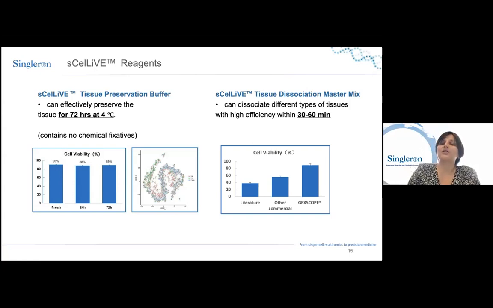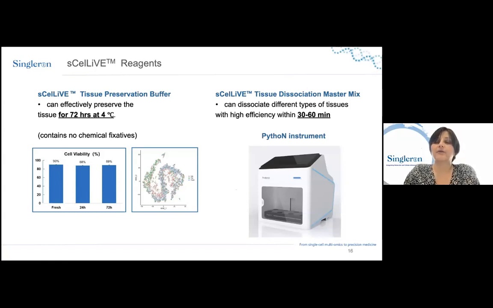Now, for the dissociation itself, you don't need any specialized equipment, but for those customers who prefer to have some level of automation, we offer Python instrument, which merges together a heating block and a grinding movements of a specialized dissociation tube, and enables you to process up to 8 samples simultaneously, providing basically a higher level of automation for your dissociation procedure.